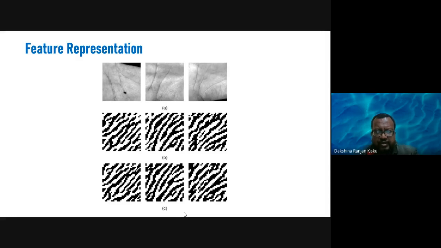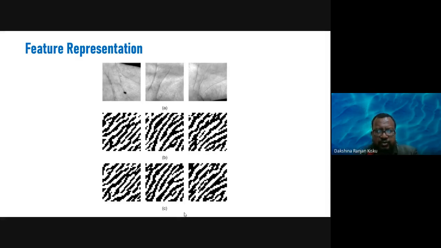If we look at the first figure, that is figure A, the first and the last images contain some non-palm print region, that is the part of background. Now, sometimes when we obtain the region of interest, the region of interest may contain the non-palm print part. This non-palm print is nothing but the part of the background. We need to remove this part of background. So to remove this non-palm print part, we can use a mask.